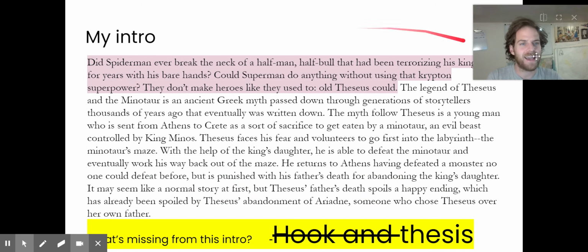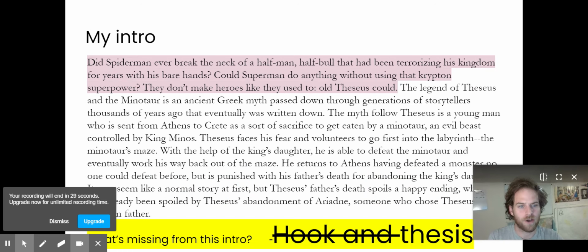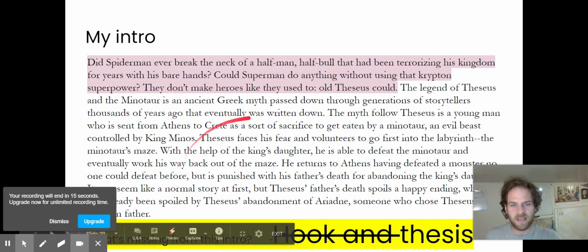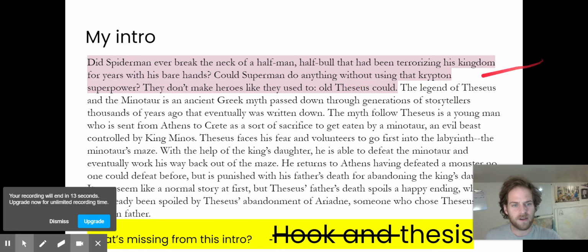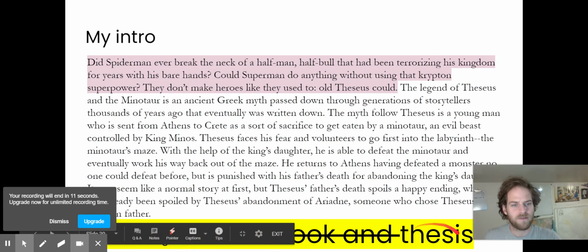So I went ahead and added in this sort of corny hook. Did Spider-Man ever break the neck of a half man, half bull that had been terrorizing his kingdom for years with his bare hands? Could Superman do anything without using that Krypton superpower? They don't make heroes like they used to. Old Theseus could. So now I have my summary and my hook. And what we have to do next is come up with our thesis.